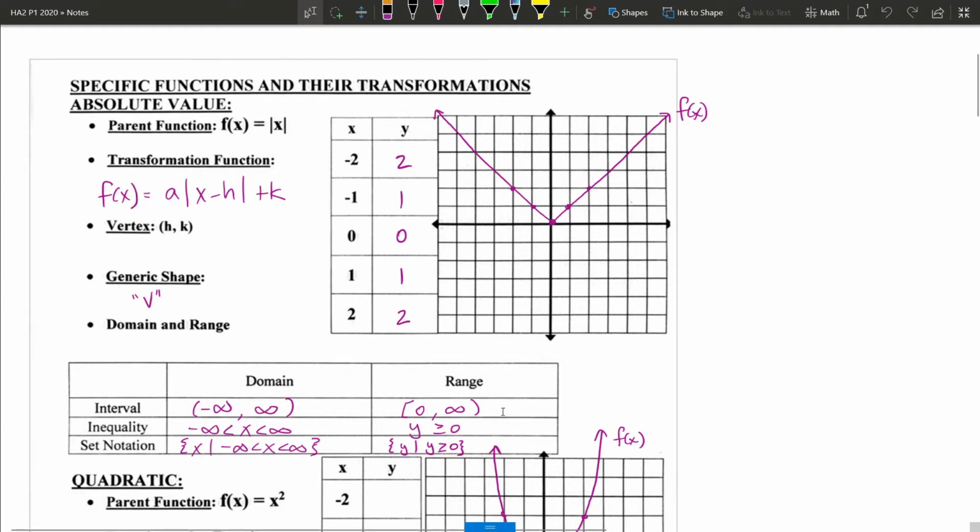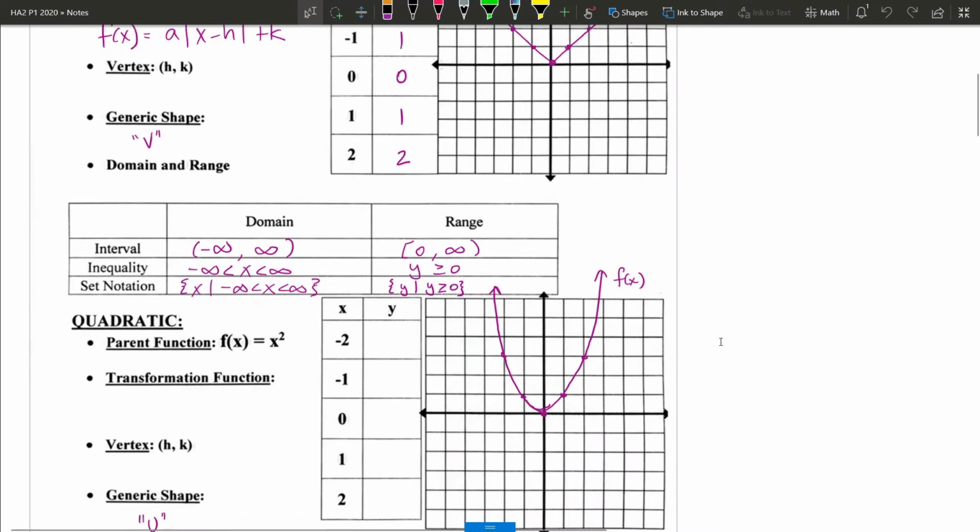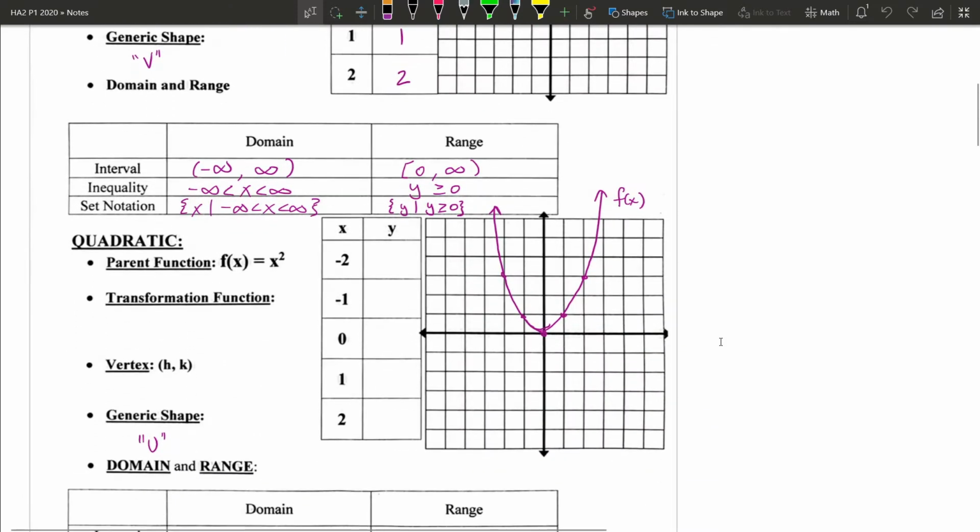All right, the next one we're going to talk about is our quadratic. Again, the quadratic is something that you've seen before, so this one should be pretty much review for you. My parent function on this is x squared. And if you remember when we did completing the square, this transforms into our favorite form for messing with graphs of quadratics, and that is vertex form. You can do quadratics in standard form, but it is significantly more of a pain in the butt.